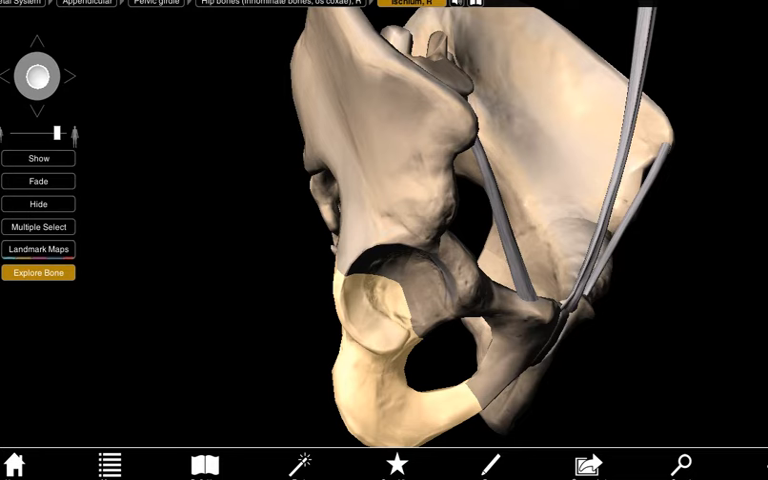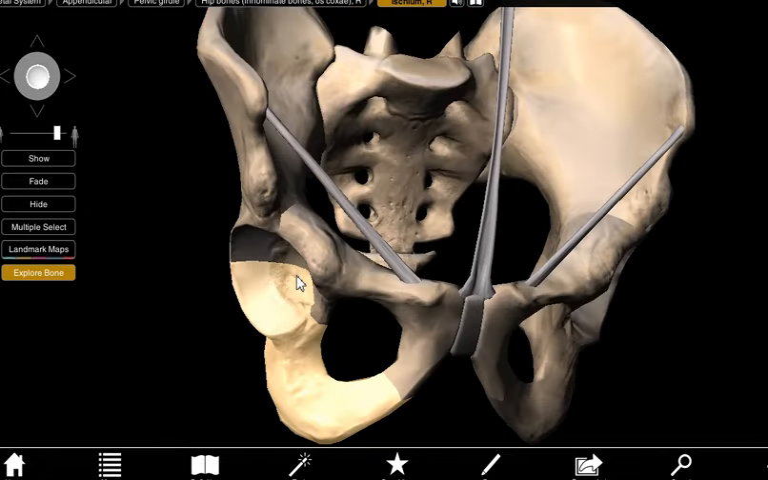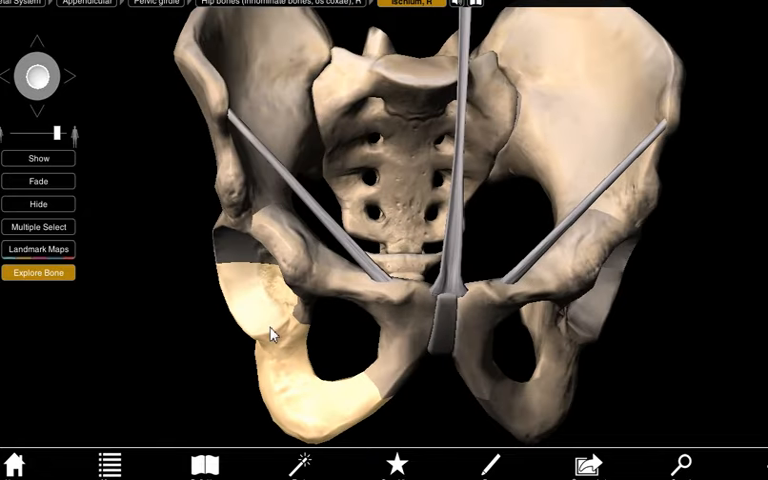How are you, everyone? Today I will discuss a new subject, the inguinal canal. To understand the inguinal canal, I want to discuss first the bones and muscles in the area of the inguinal canal.